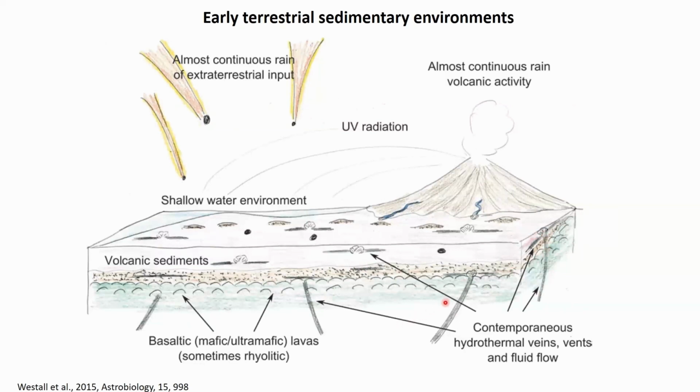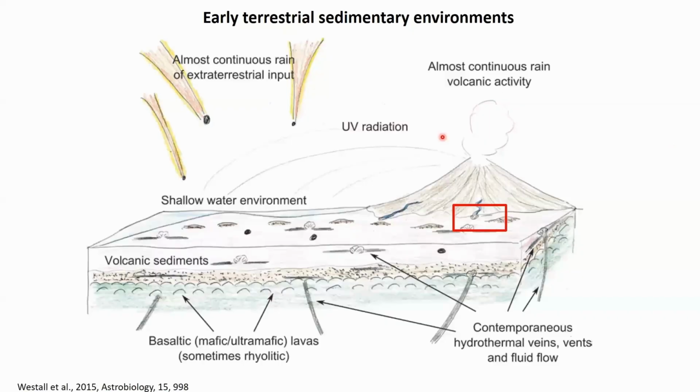So volcanic hydrothermal vents, micro hydrothermal vents to large-scale hydrothermal vents coming up everywhere. And a continual import of extraterrestrial materials, UV radiation, rain of volcanic ashes, etc., etc.